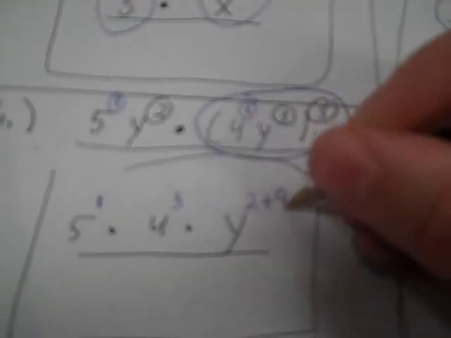And that y is to the 3rd, but that was in the circle. That means any exponent needs to be multiplied by 3. So 3 times 3 is 9. And 2 plus 9 is 11. All right, so my factors are 5 to the 1st and 4 to the 3rd and y to the 11th.